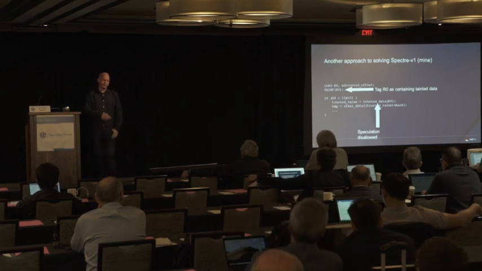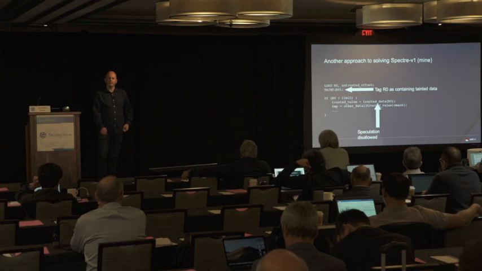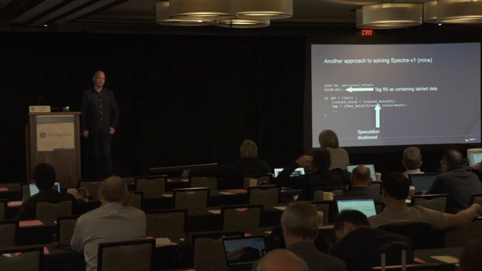I had another idea last year around solving Spectre Variant 1 using register tagging. I wrote a couple of blog posts on it. You guys can certainly go and read that for a lot more data. But essentially, it involves loading a value and then tainting it and saying, the value in this register is now tainted, and then tracking those taint tags through memory.